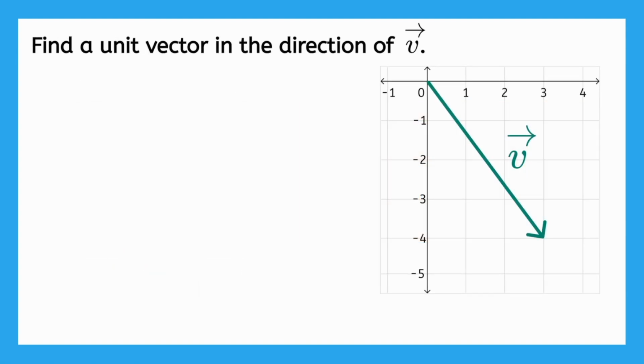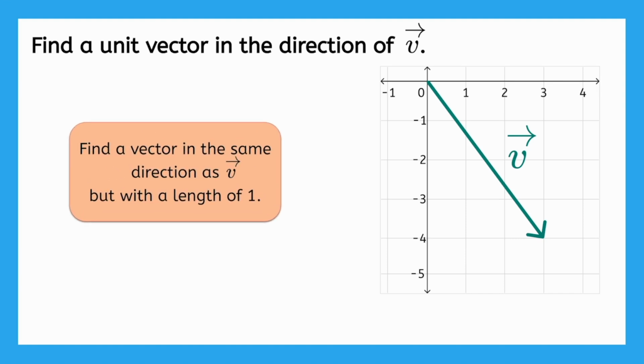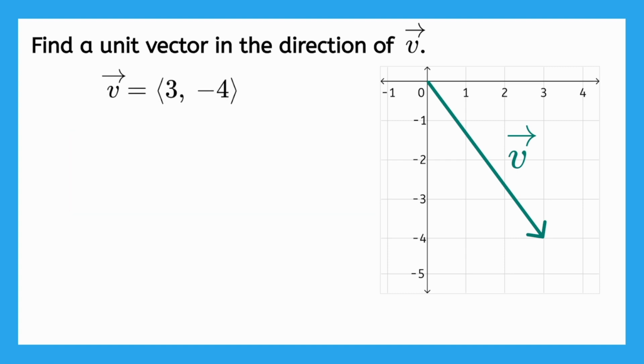Our instructions are to find a unit vector in the direction of v. What is this asking us to do? We can restate it like this. Find a vector in the same direction as v, but with a length of 1. To do that, start by identifying the component form of v, which would be 3, -4. What is the magnitude of v? Yes, the magnitude is 5. We need to shrink v and create a new vector, u, in the same direction, but with a magnitude of 1. How might we do that?